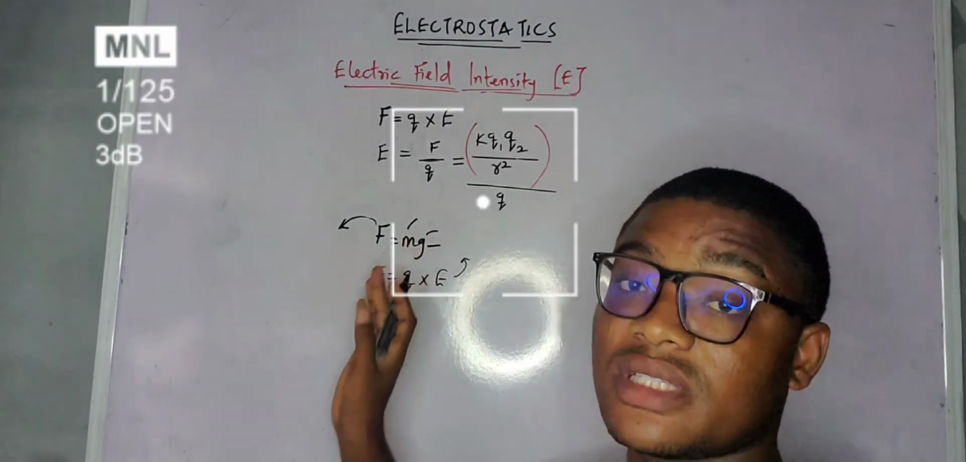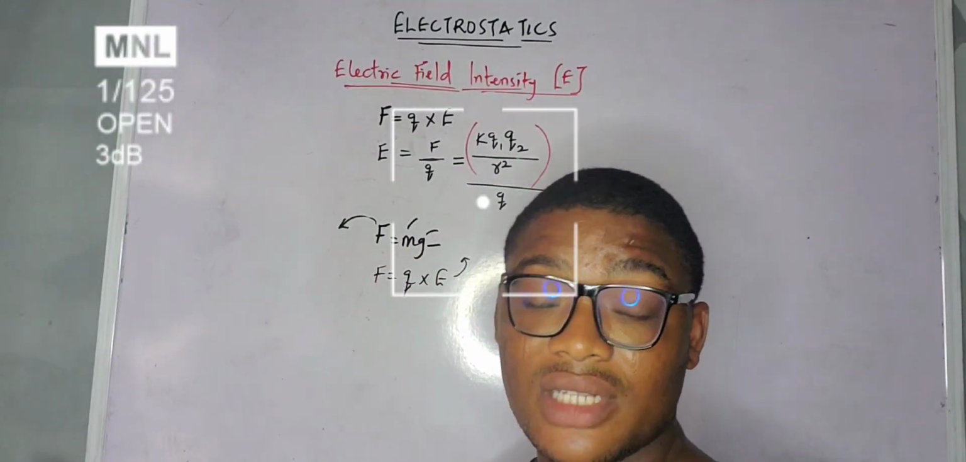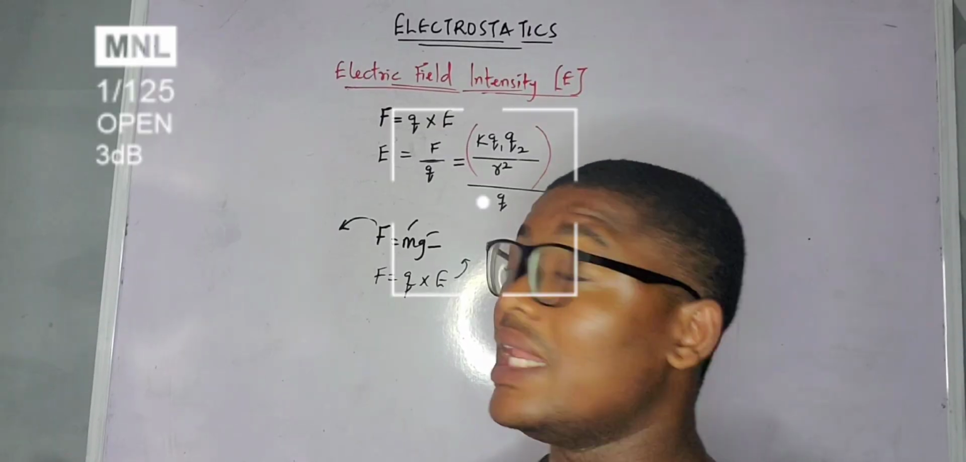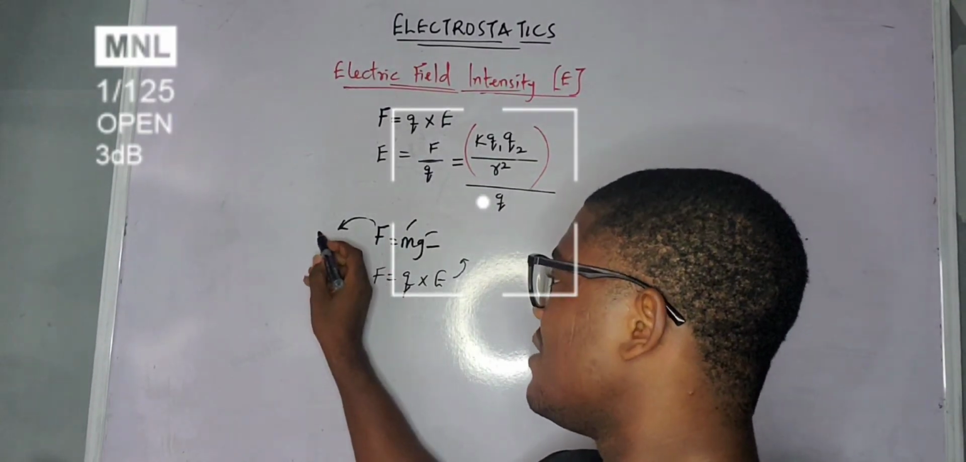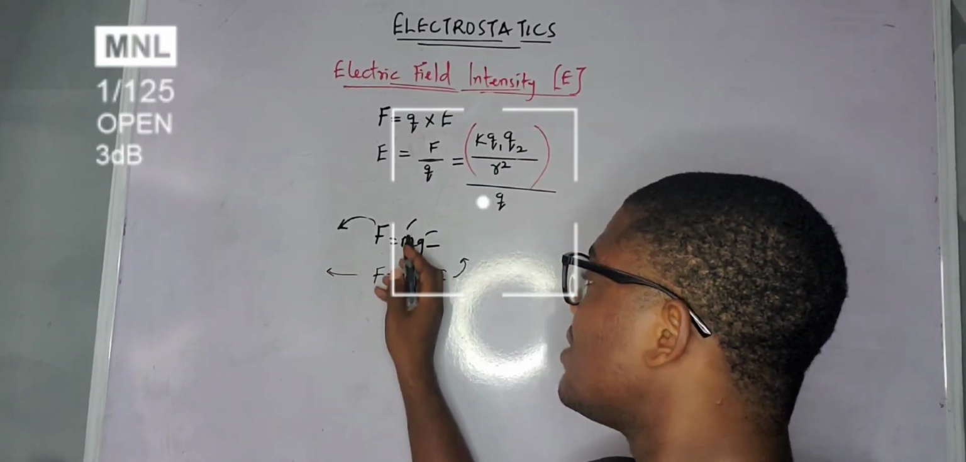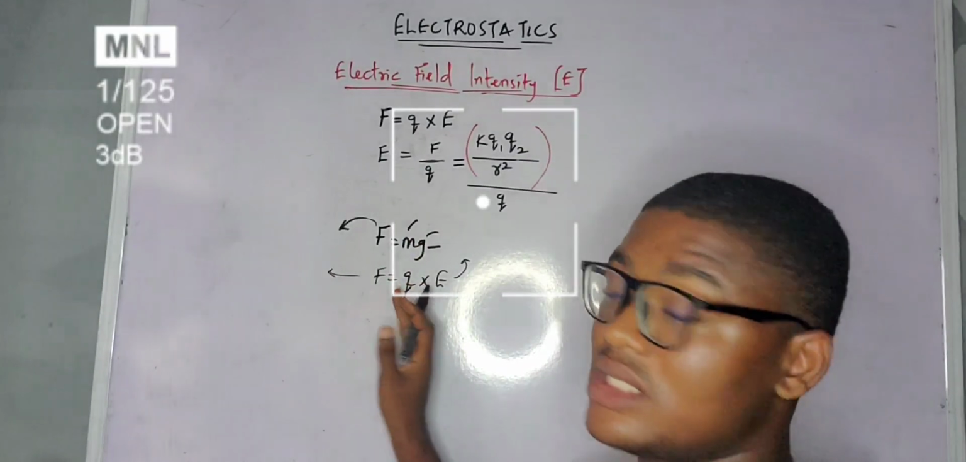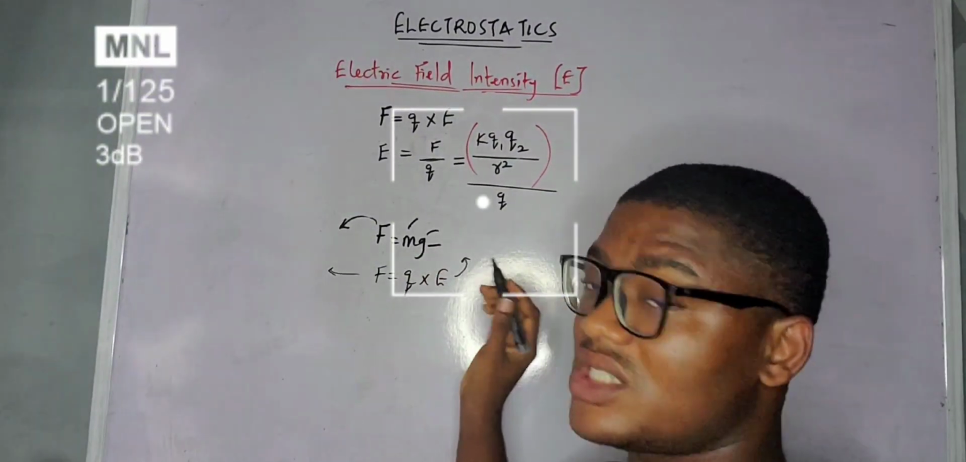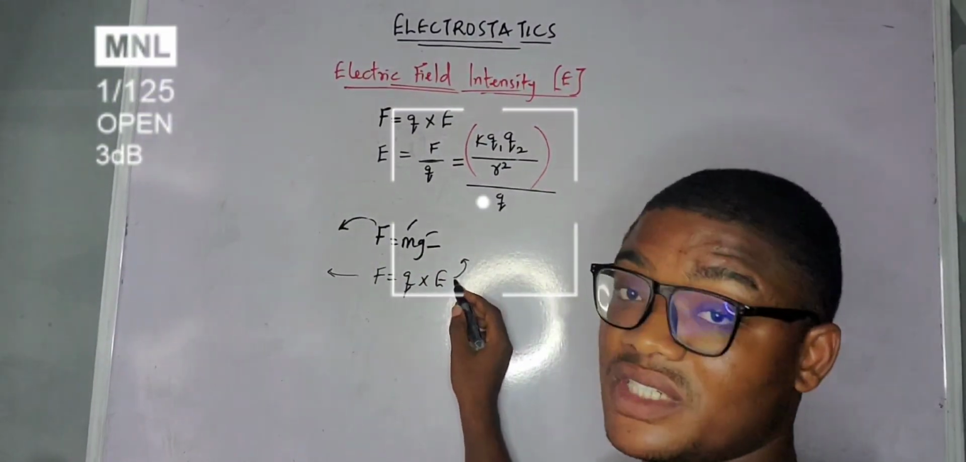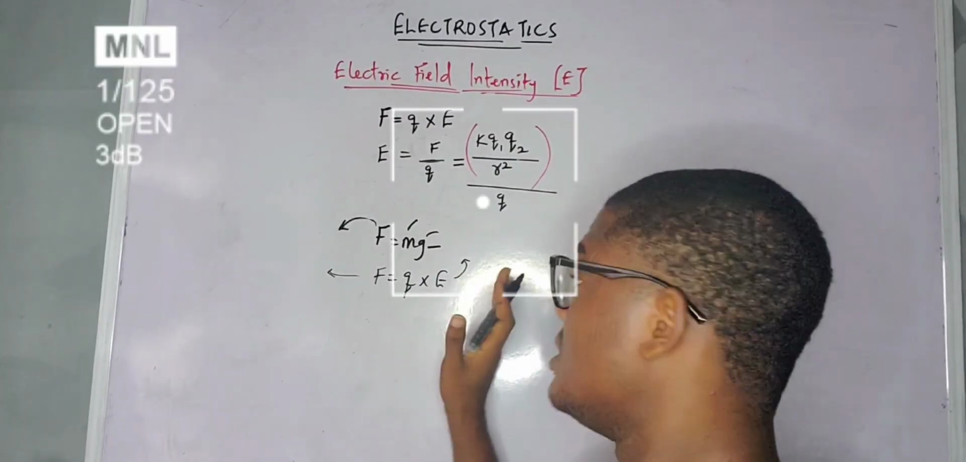This is your mass when we are dealing with gravitational field, because in gravitational field we are concerned about mass. In electric field we are concerned about charges. So they are very similar. This one is gravitational force, this one is electric force. This one is your mass, this one your charges, and this is your gravitational field intensity or gravitational field strength. This one is your electric field intensity or electric field strength.